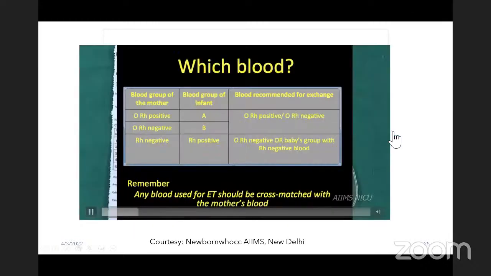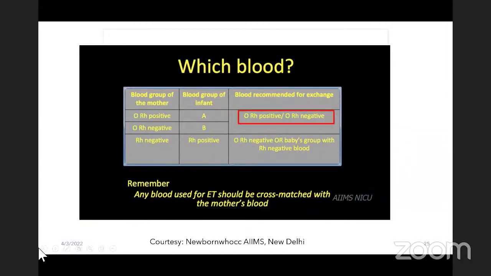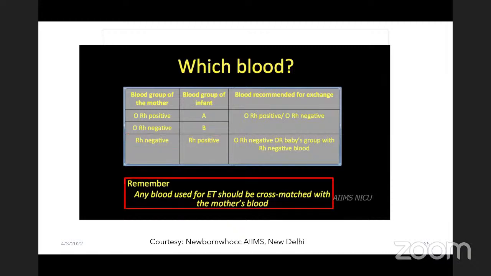The selection of blood group and the RH for the exchange transfusion is very important. O positive blood or O negative blood should be used in cases of OA or OB incompatibility, that is where mother's blood group is O positive and the baby's blood group is A or B. Only O negative or baby's blood group with RH negative should be used in cases of RH incompatibility, that is when mother's blood group is RH negative. Any blood used for exchange transfusion should always be cross-matched with the mother's blood.